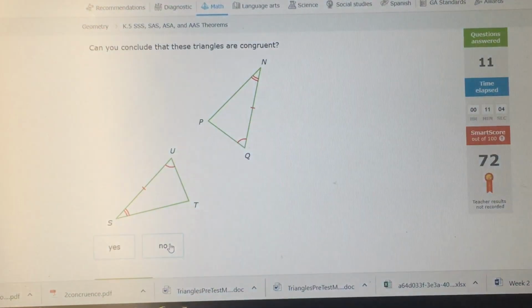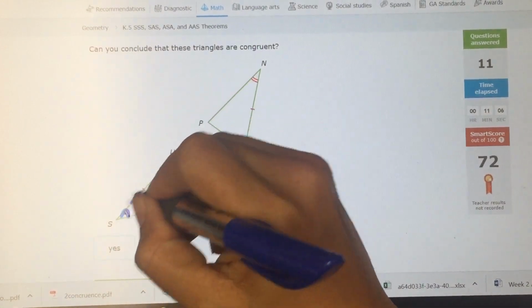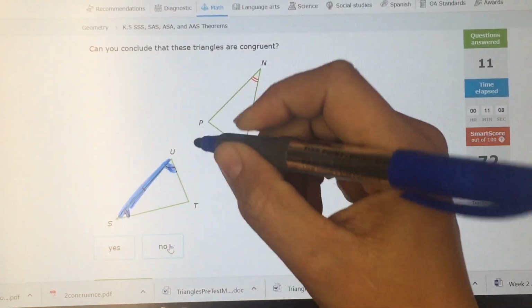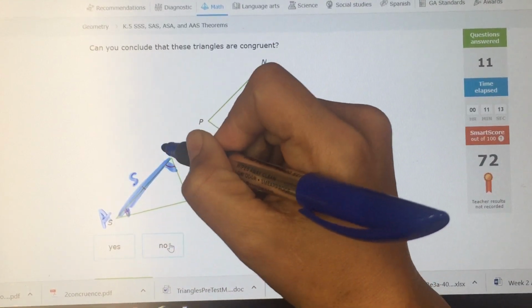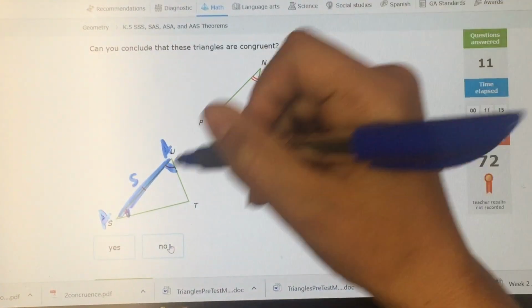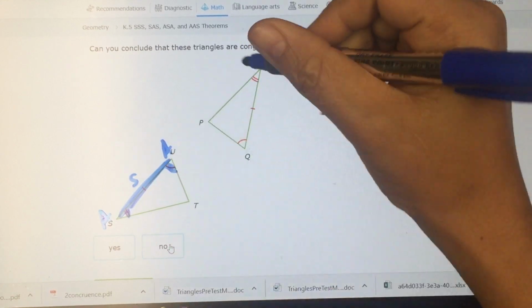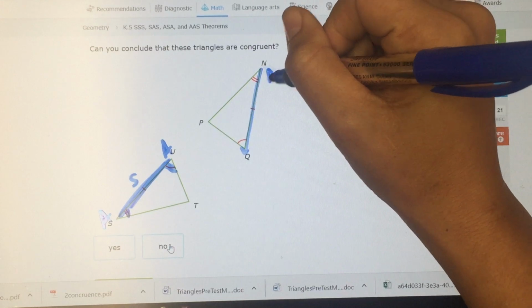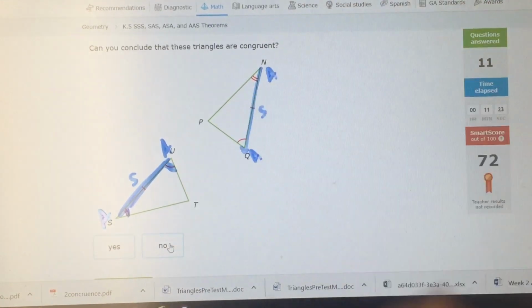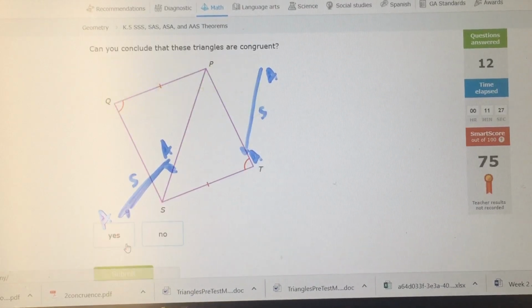All right, are these congruent? Let's highlight what's marked. So this is marked. You're given this. This is marked. All right, so start at the end point. So you're going to go angle, then a side, then an angle. So you have to do the same thing on this one. So it goes 2 arcs, 1 tick, 2 arcs, 1 tick. So it goes this way. So it goes angle, side, angle, and that's cool. So yes, they're congruent by angle, side, angle.